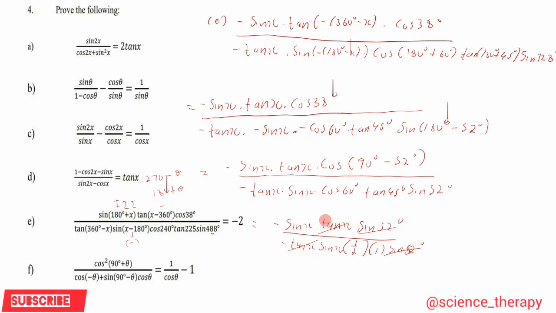Negative and negative will be a positive. Then sine x, sine x. So we are only left with 1 in the numerator. Remember, if everything divides out, then we are only left with 1. Then what is half times 1? That's half. So 1 divided by half, that should give you 2. So in other words, here we were supposed to have positive 2 instead of negative 2.